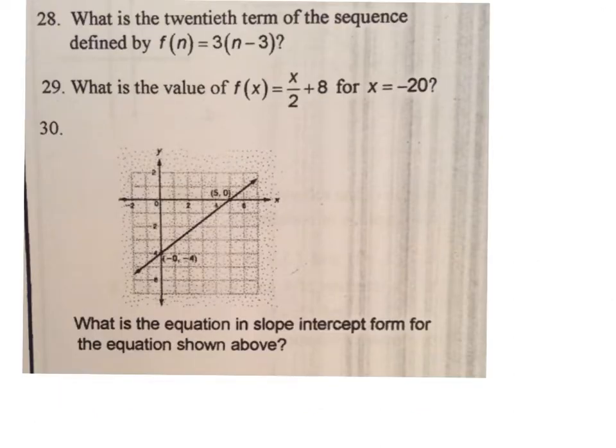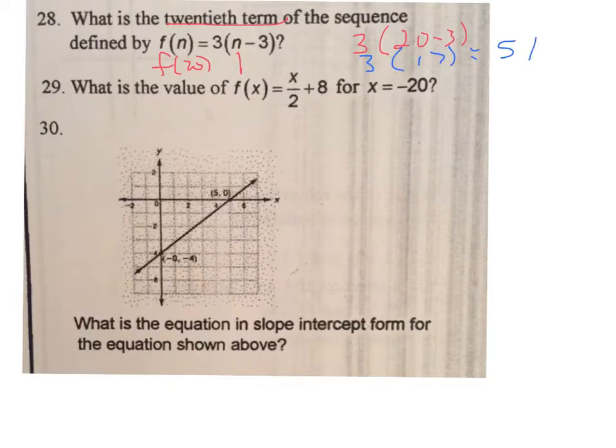Okay, on number 28, we're looking for the 20th term. So basically, you want to find f of 20. So you're going to replace n with 20. So 3 times 20 minus 3. 20 minus 3 is 17. So you end up with 3 times 17, which is 51.